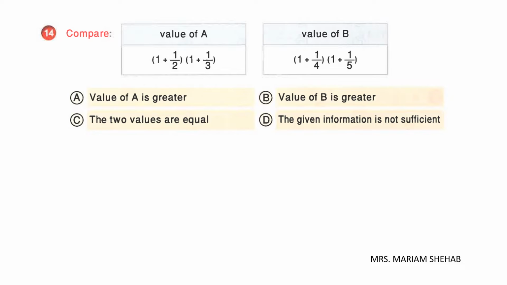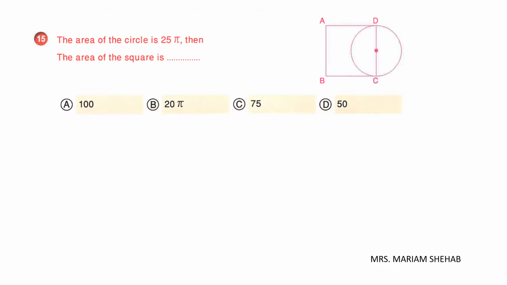Question 14. Compare value A and value B. Here you don't have to waste your time on calculations, you just need to notice that half is more than quarter. Half is greater than quarter. 1 over 3 is greater than 1 over 5, so for sure choice A is greater, obviously.